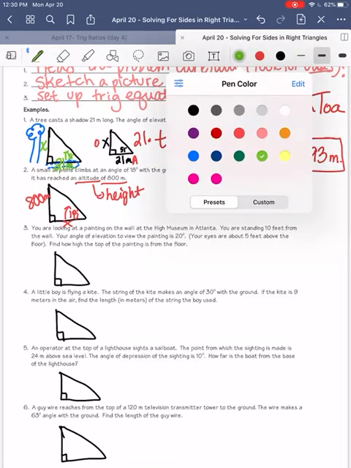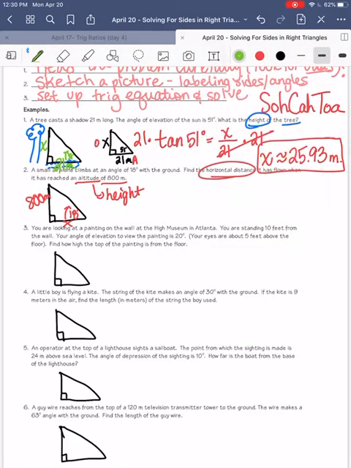Our trig equation is O over A. Is everybody clear? This is our angle, so this is our opposite, and this is our adjacent. So again, that is tangent. They're not always going to be tangent. It's just working out that way.